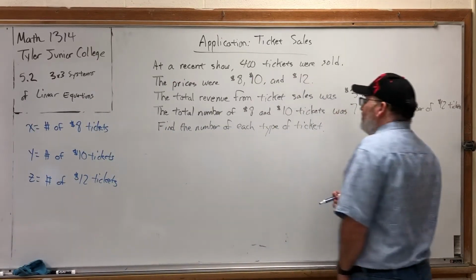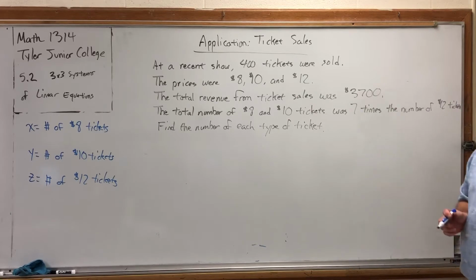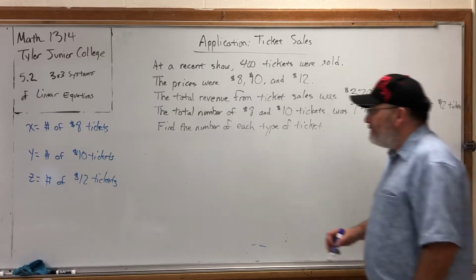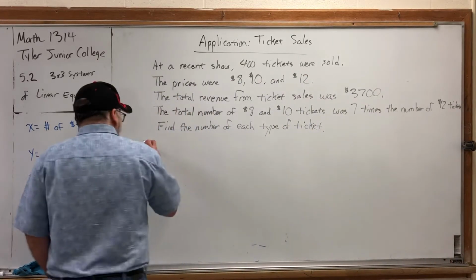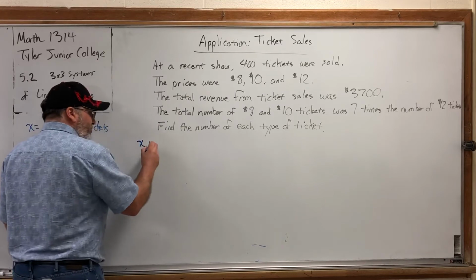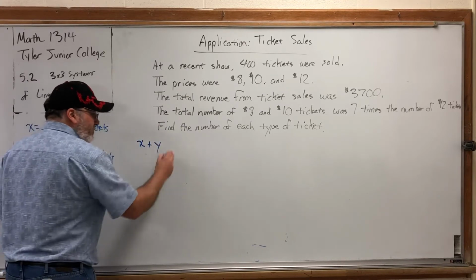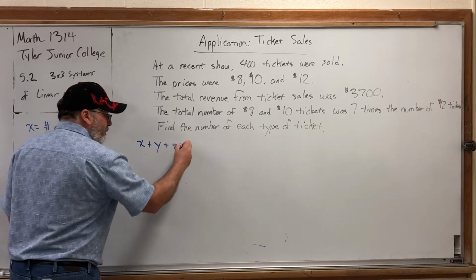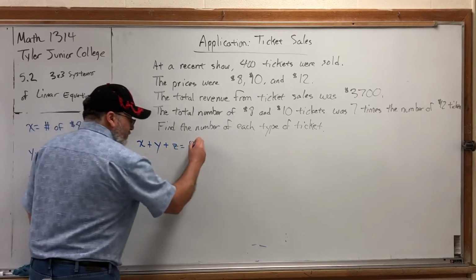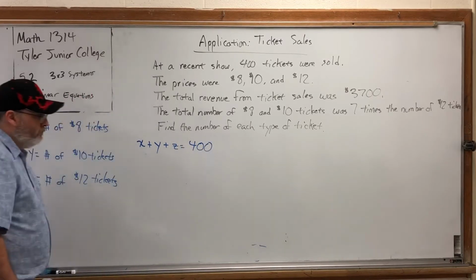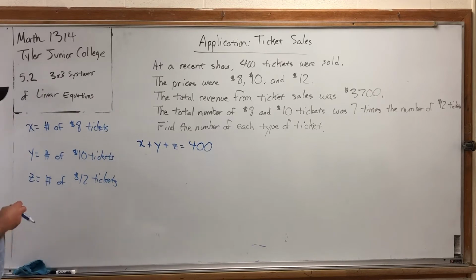Well, the first one's easy. There were 400 tickets, which means the number of $8 tickets plus the number of $10 tickets plus the number of $12 tickets totals 400. Pretty easy. But what about the statement that the total revenue was $3,700? Well, now we need to add dollar amounts. How can we do that?